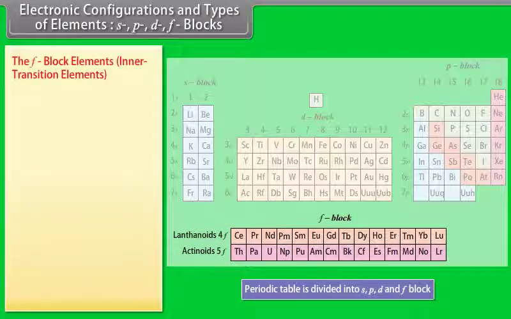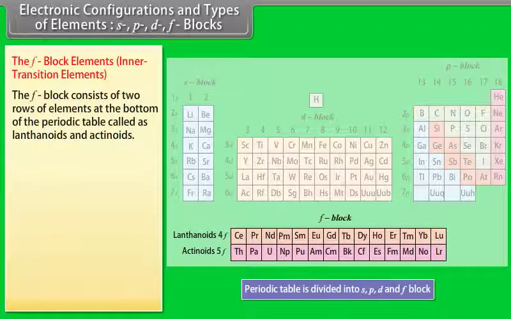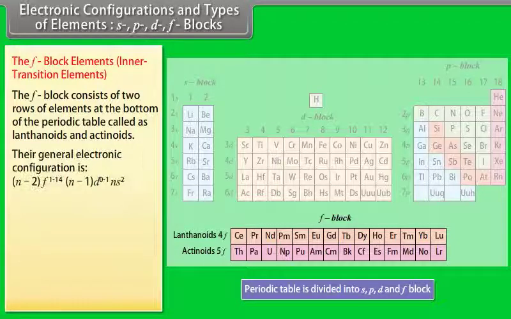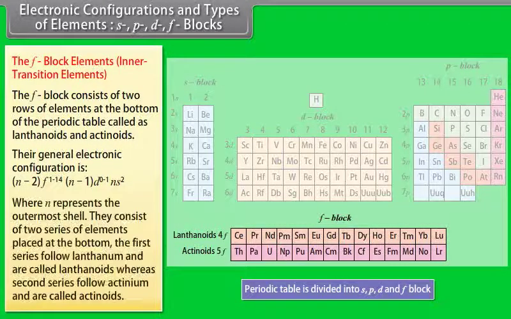The F block elements, inner transition elements. The F block consists of 2 rows of elements at the bottom of the periodic table called lanthanoids and actinoids. Their general electronic configuration is: where N represents the outermost shell. They consist of 2 series of elements placed at the bottom. The first series follow lanthanum and are called lanthanoids, whereas the second series follow actinium and are called actinoids.